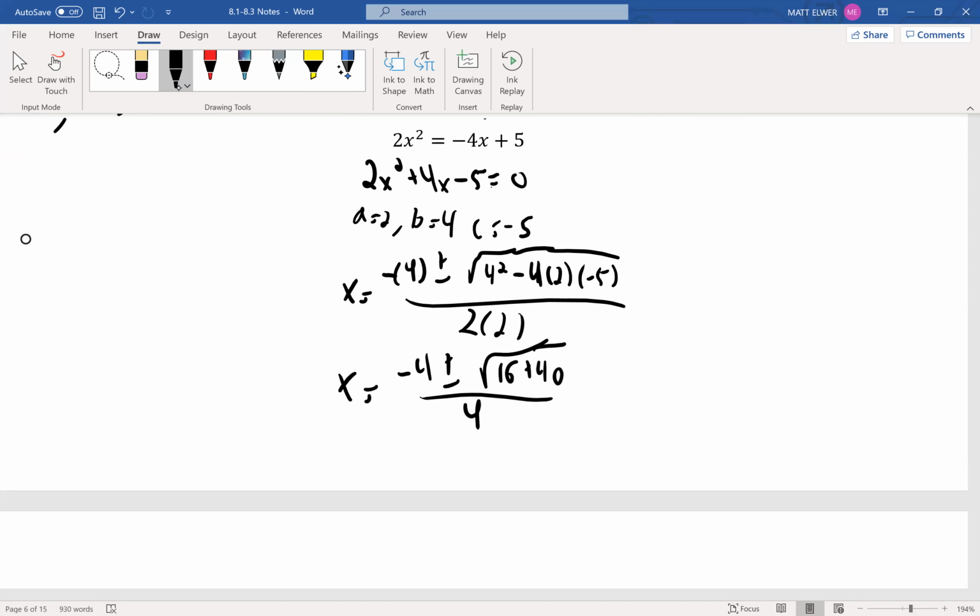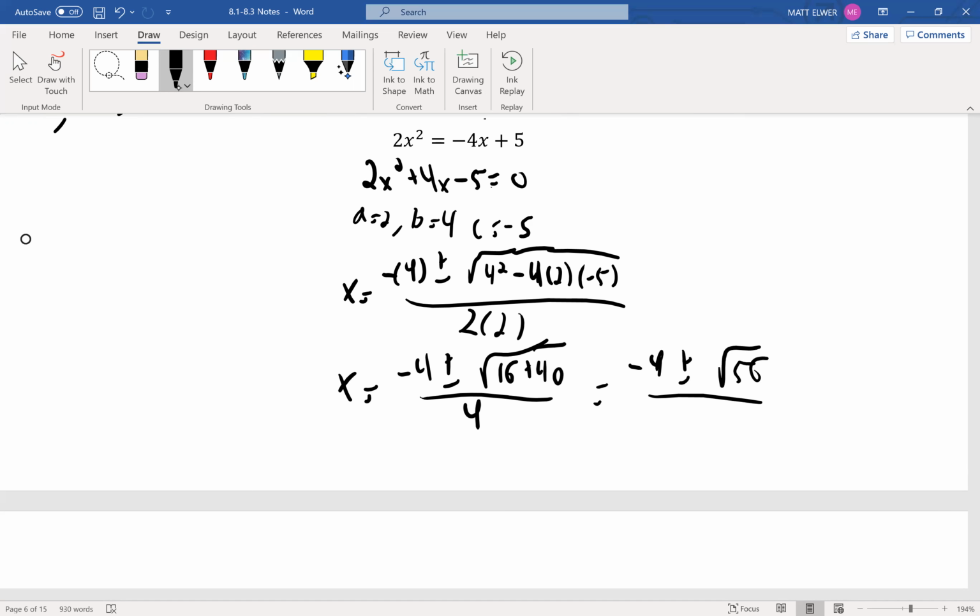So we can keep changing this, right? So we can say that 16 plus 40 is 56, right? So this is equal to negative 4 plus or minus the square root of 56 over 4, right? And we can keep simplifying this, right? So maybe I'll do one more step.